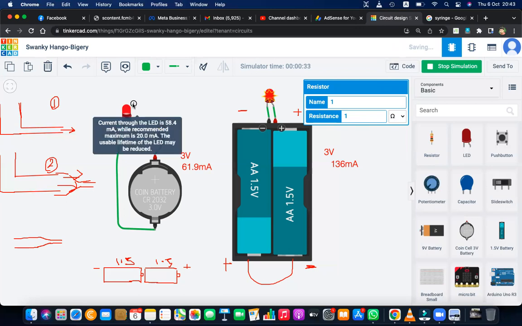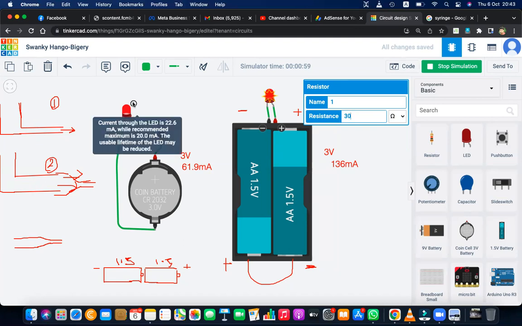1 ohm, not enough. 10 ohm, still not enough. Let's make it 20 ohms then. Ohm විස්සක් විතර දාලා බලමු. Still not enough. Likewise, you can control, right? So then 30 ohms.